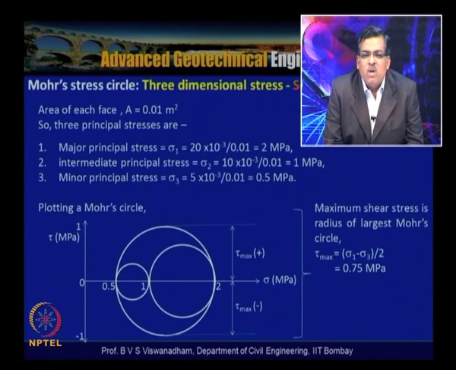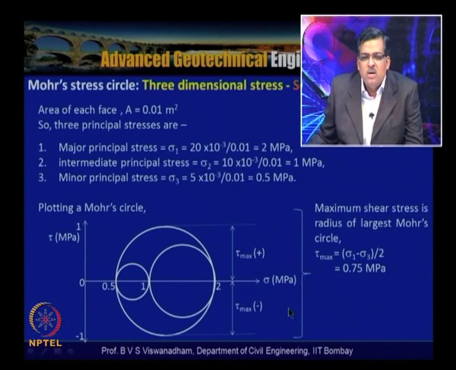Now we have got sigma 1, sigma 2 and sigma 3, the stresses. This we have calculated based on the sandstone, by taking the force which has been subjected, divided by the area of the face of that particular sandstone rock piece, and with that we have got the major principal stress as 2 megapascals, the intermediate principal stress as 1 megapascal, and the minor principal stress sigma 3 as 0.5 megapascals.